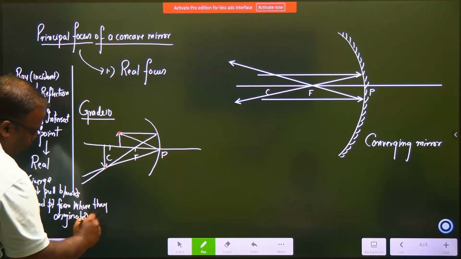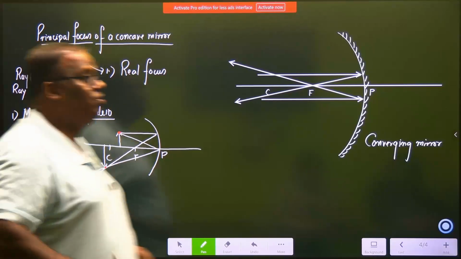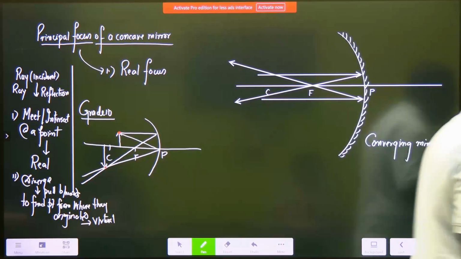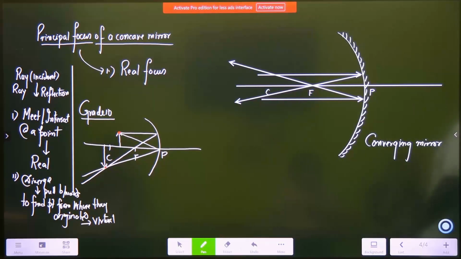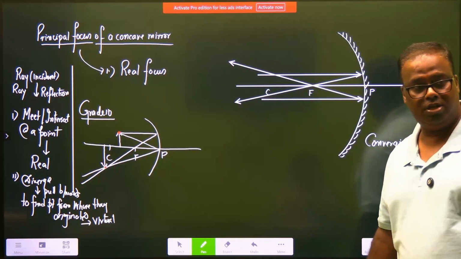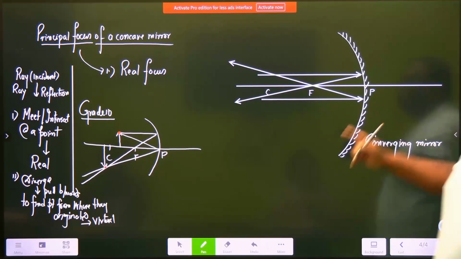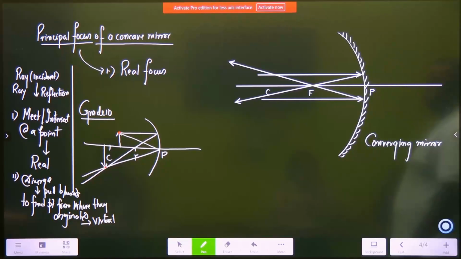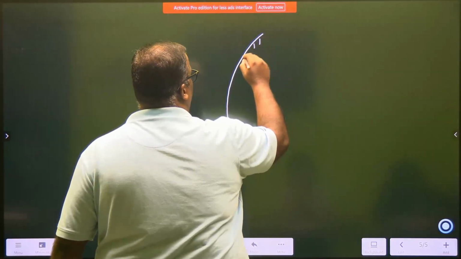Such a point we will call a virtual point. It means actual intersection of rays did not take place at that point at all. That point has been found by extrapolating the rays which are divergent in nature. Divergent rays are never going to meet, so we call it a virtual point. So if you look at the focus of a concave mirror, it is real. And on the same side, if I take a convex mirror, let's say this is my convex mirror.